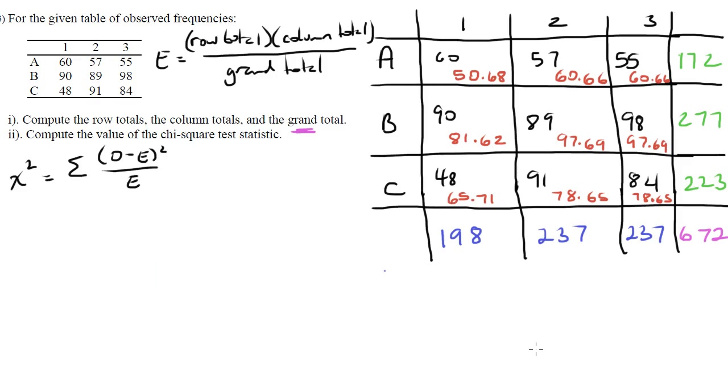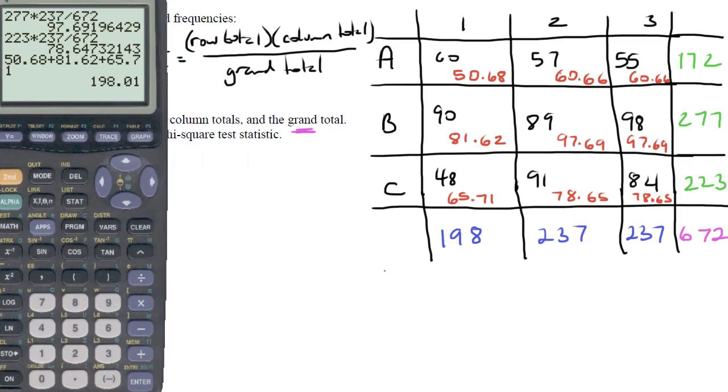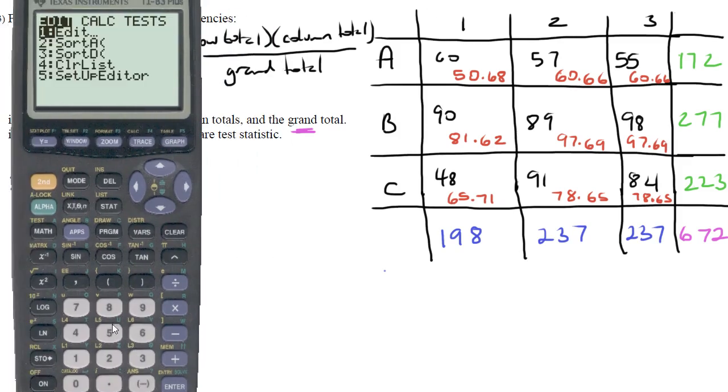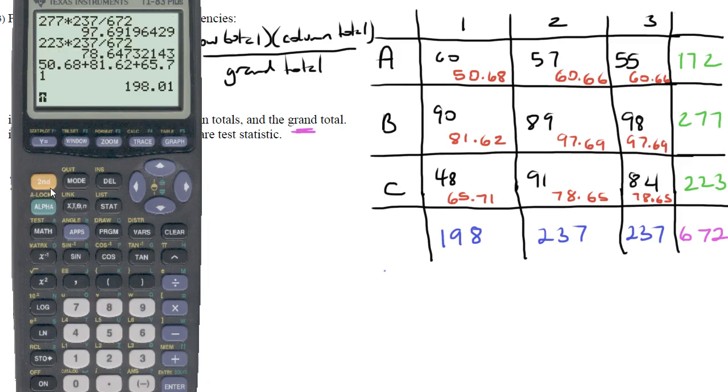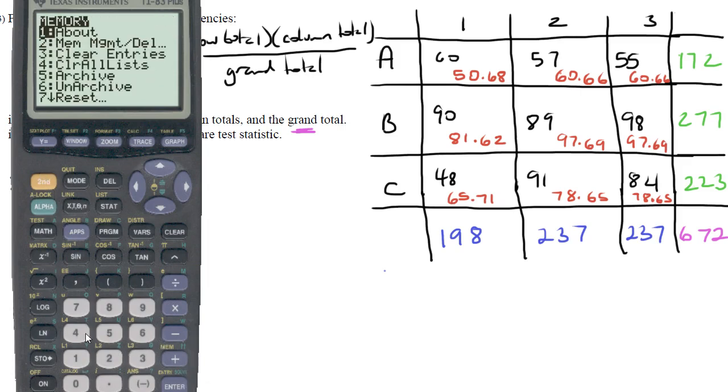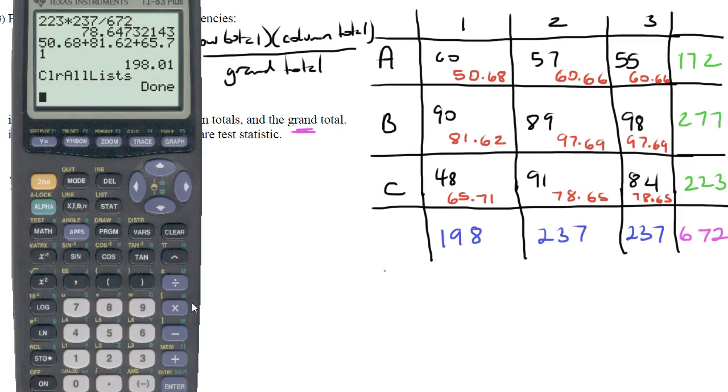Okay, so now I can do this chi-square formula business and do my observed minus my expected and sum them all up and get there, which is a lot, right? Now I can actually use, well, let's quit out of here. Let's clear the memory. Clear all the lists.